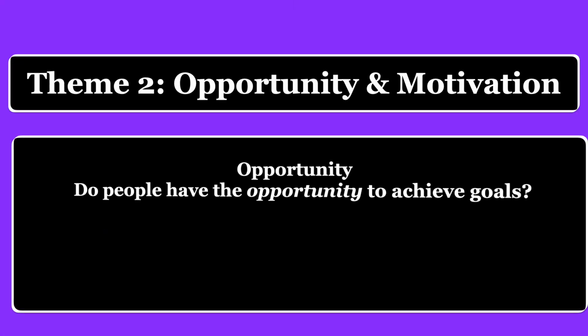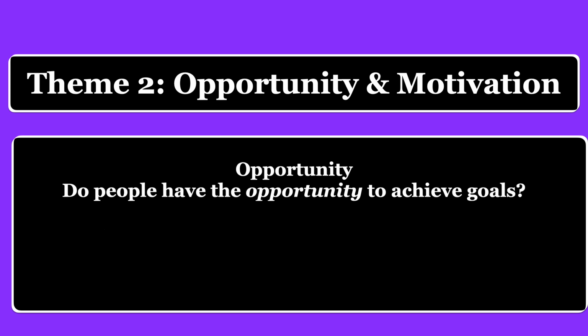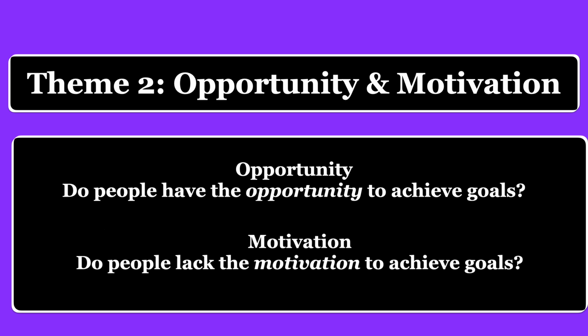This theory ties in nicely to our class theme 2, opportunity and motivation, which if you remember from the beginning of the video series, opportunity is, do people have the opportunity to achieve goals? And do people lack the motivation to achieve those goals? So people both have to have the opportunity to achieve a goal, and they also have to have the motivation to achieve the goal.